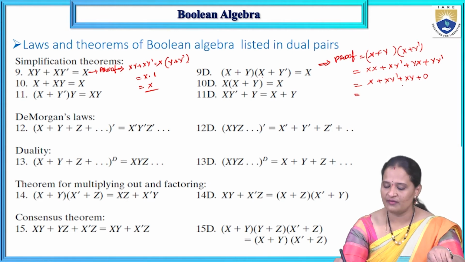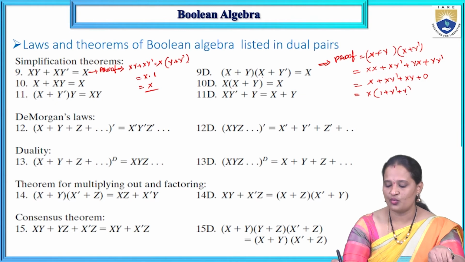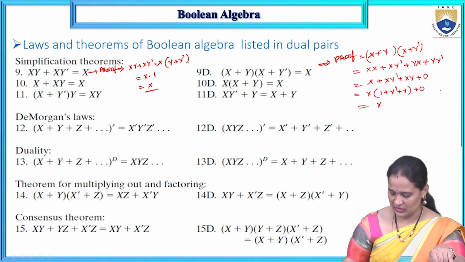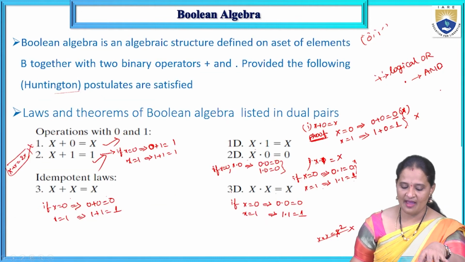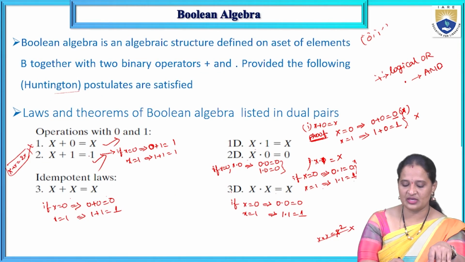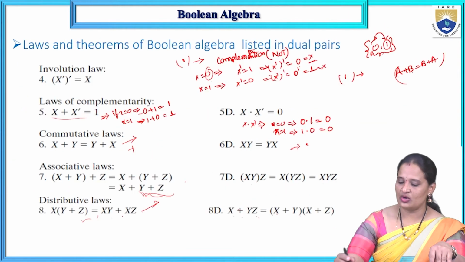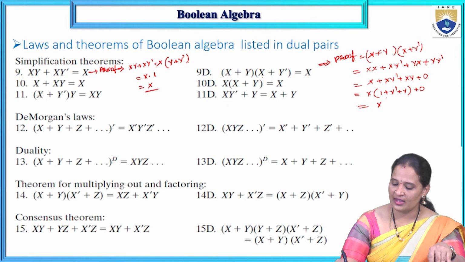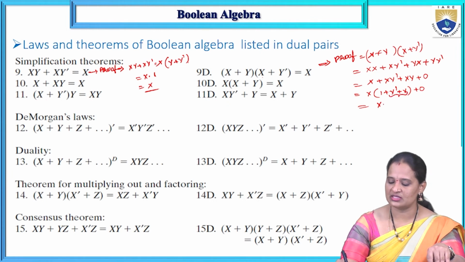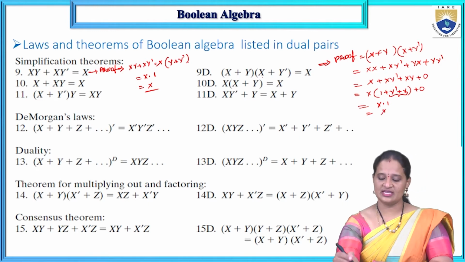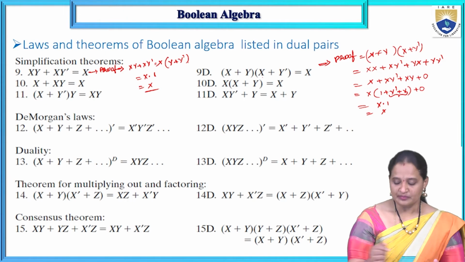Okay, so now I'm taking x as common here: 1 plus y complement plus y plus 0. So this plus 0 is equal to 0. So x into 1 plus anything. According to the law we have, operations with 0 and 1, 1 plus any variable is equal to 1. So here this is 1 plus something, which is equal to 1. So now x into 1 is equal to x. This is how we can prove this.